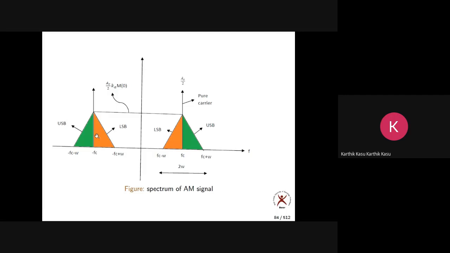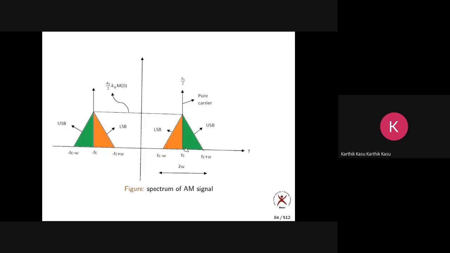So this is the spectrum for negative frequencies. It is for the positive frequencies. So you must remember these three important components of the spectrum. They are upper side band, lower side band, and carrier. Now actually, upper side band and lower side bands are identical.